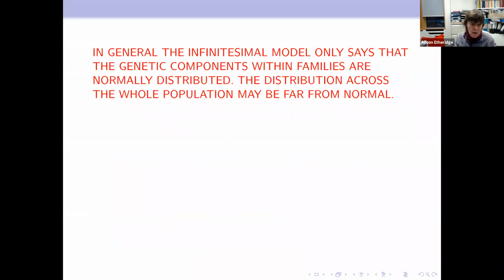Okay. Now, I should emphasize, and I can't emphasize this enough, that in general, the infinitesimal model, as I'm going to define it, only says that the genetic components within families are normally distributed. It does not say that the distribution of a trait across the whole population is going to be normally distributed. And indeed, it could be very far from normal. It could, for example, be that my population is subdivided in some way. But the infinitesimal model is ill-defined, and so I'm free to define it as I wish.